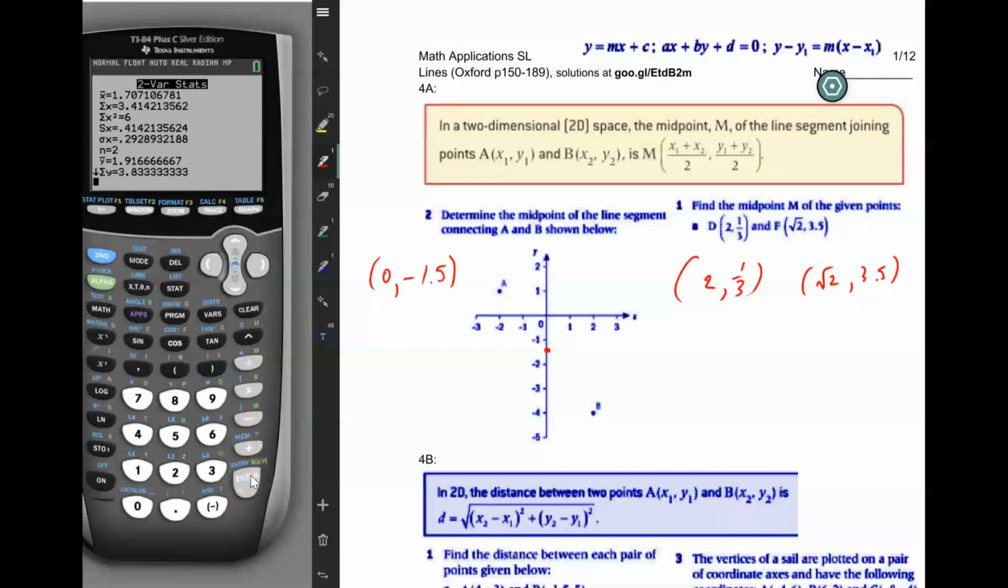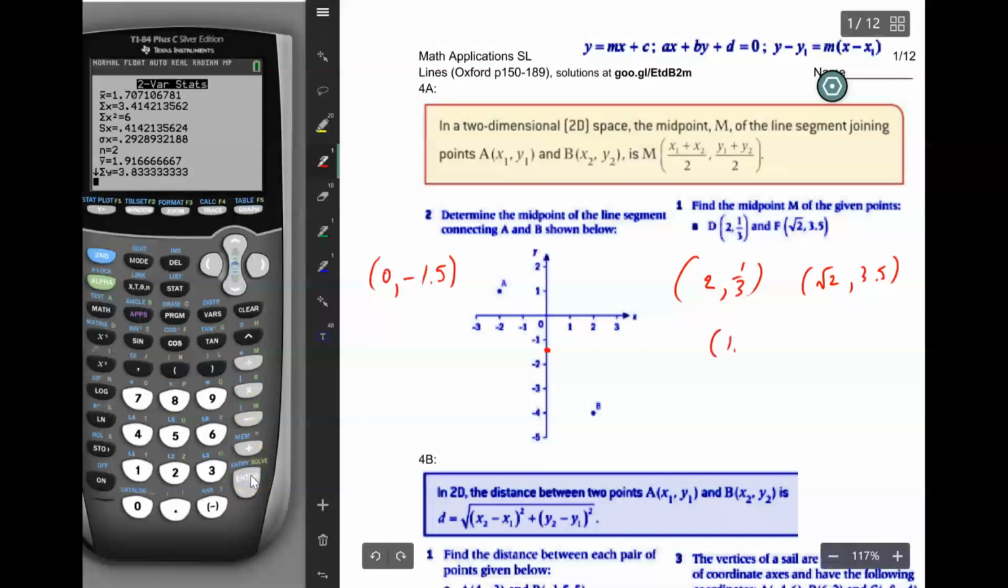All right, and so the x bar value is 1.707. If we wanted to put 3 significant figures, we put 1.71. Y bar is 1.917. Right? 1.917. Okay, so that is the midpoint of points D and F.